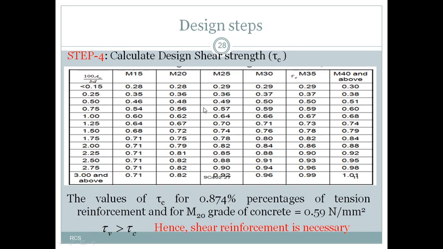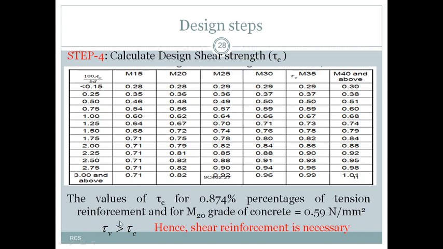Corresponding to the 0.75 value for M20 grade concrete, we have 0.56 as the design shear strength, and corresponding to 1 we have 0.62 Newton per mm square. Since our value is between these two, our design shear strength value will definitely be between 0.56 and 0.62 Newton per mm square. By using the interpolation technique, we get the design shear strength of M20 grade concrete for the percentage of steel 0.874 as 0.59 Newton per mm square. If you observe, this value is in between 0.56 and 0.62.